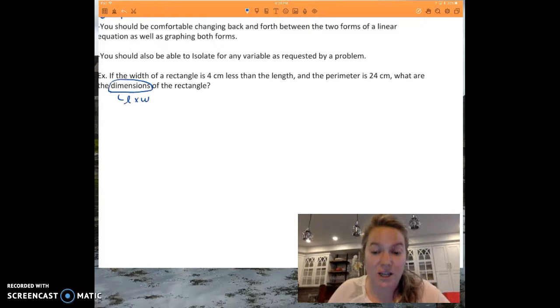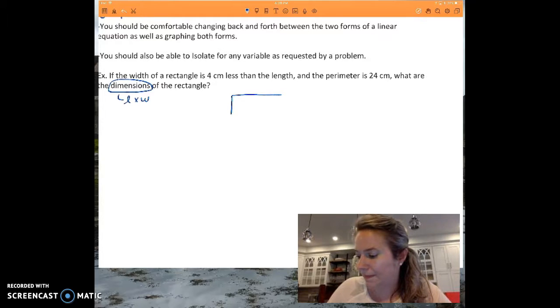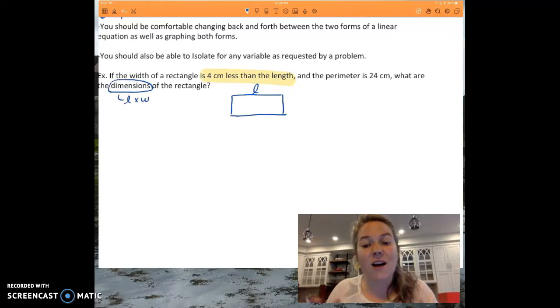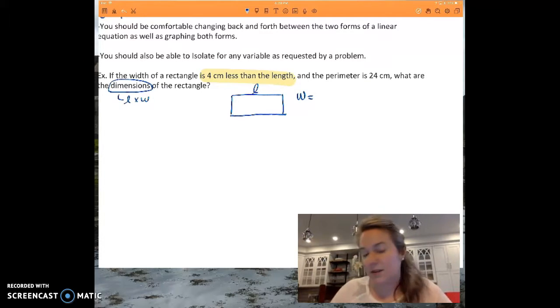So I'm going to start by drawing a picture. So I have a rectangle like that. There's my rectangle. And it says the width is 4 centimeters less than the length. So if this is the length, what is an equation that represents the width? The width is 4 centimeters less than the length. So what I'm going to do is solve for W in terms of L. That's what that's asking me to do. Solve for W in terms of L. So I need W equals.